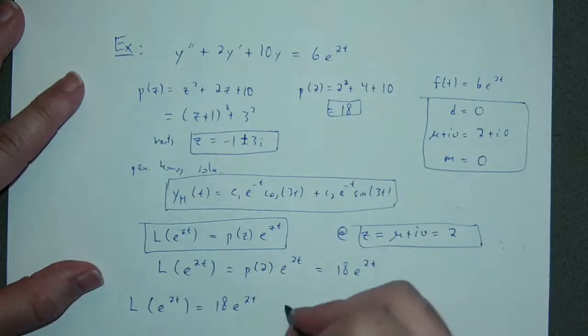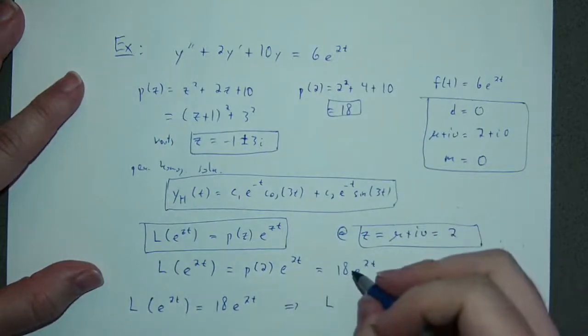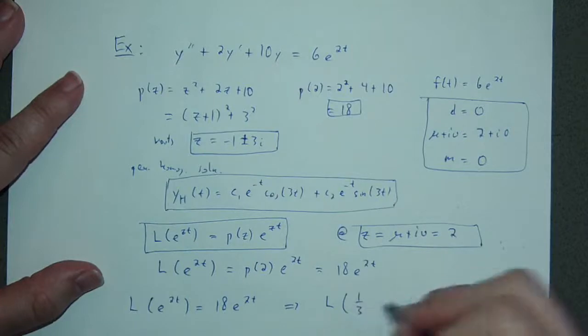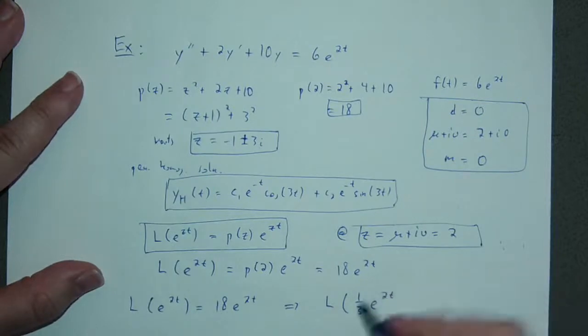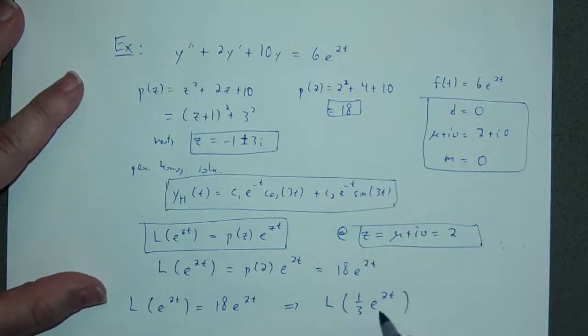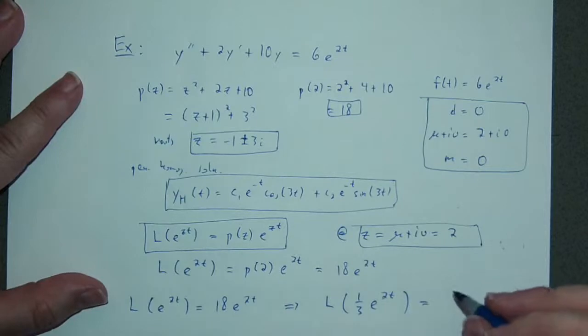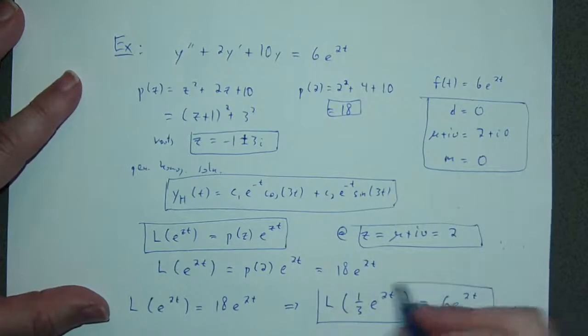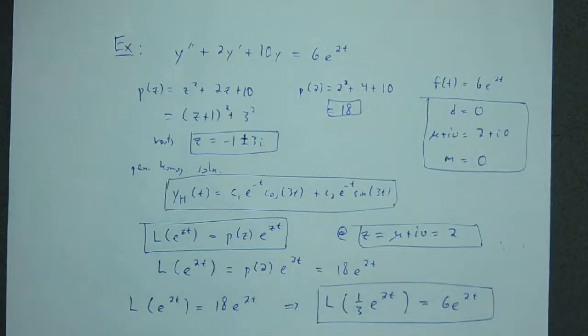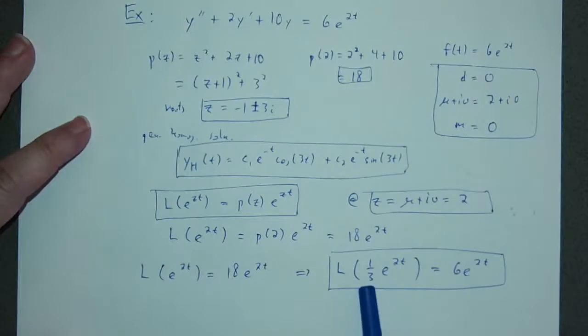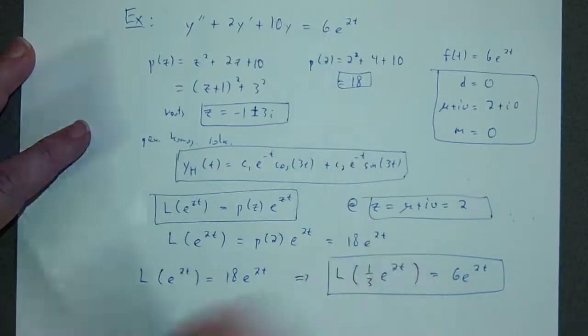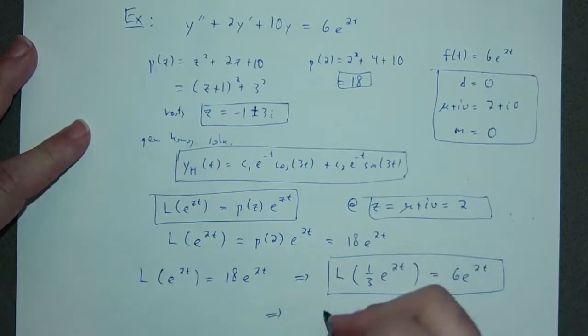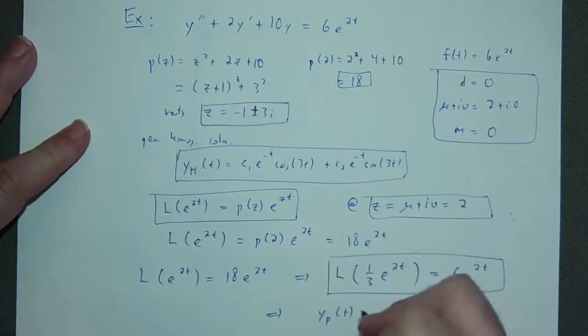But how can I make 18e to the 2t be 6e to the 2t? I would have to multiply both sides by 1/3. I can move that 1/3 into L because L is linear. So whether the 1/3 is inside or outside of L doesn't matter here because L is linear. So L of 1/3 e to the 2t is 1/3 times 18 e to the 2t, which is 6 e to the 2t. But what does this expression say? This expression says that I found something that when I hit it with L, I get 6e to the 2t. So this means that that thing inside is my particular solution.